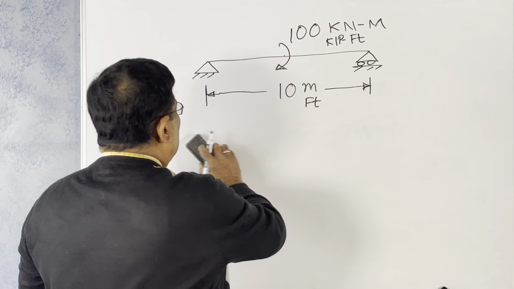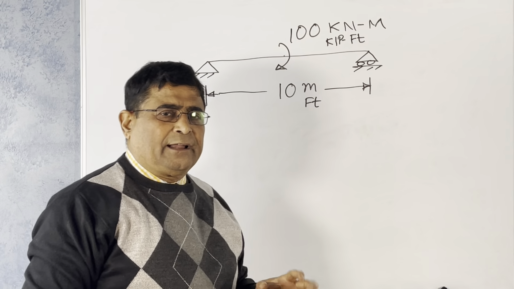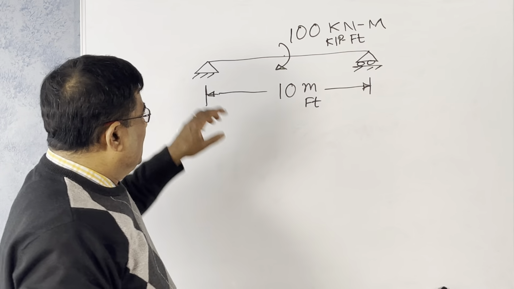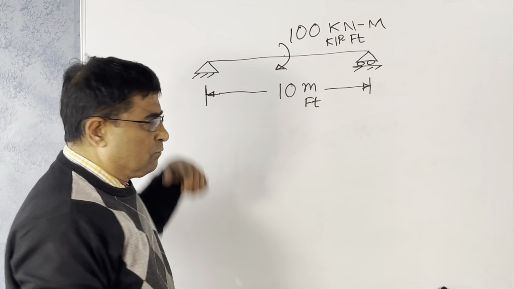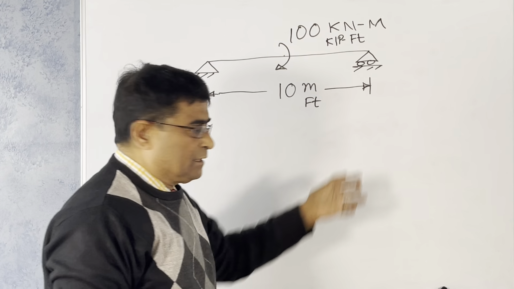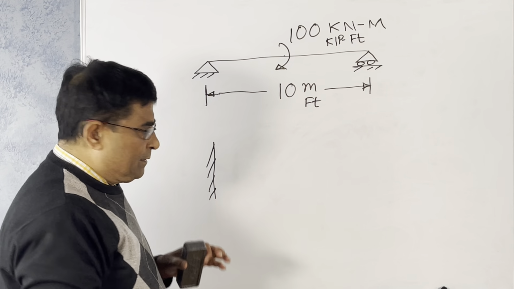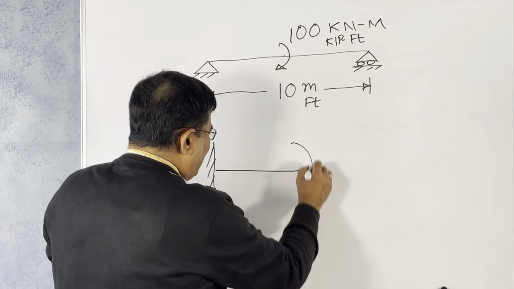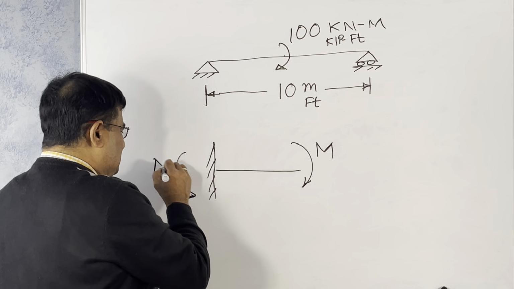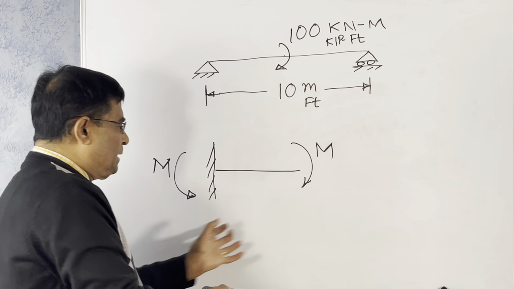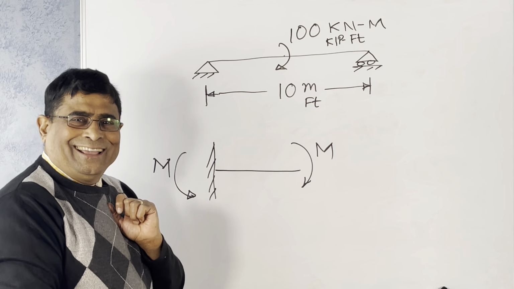So what happens when a moment is there? A support like this cannot resist it directly, because these two supports cannot take any moment. They take only vertical or horizontal forces. This end and this end only take vertical. But had it been a cantilever, that means this end is fixed, if you had a moment like that, say M, the reaction would also have been the same, M, the balancing action equal to reaction.